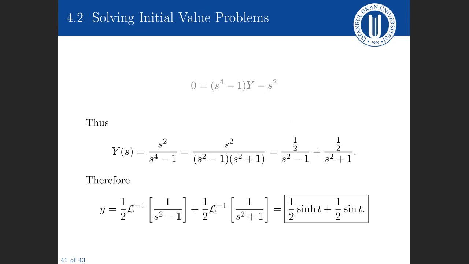When we take the inverse Laplace transform to find small y, we know this must be a half inverse Laplace transform of 1 over s squared minus 1 plus a half inverse Laplace transform of 1 over s squared plus 1. The inverse Laplace transform of 1 over s squared minus 1 is sinh t. And the inverse Laplace transform of 1 over s squared plus 1 is sine t. So the answer to this problem is a half sinh t plus a half sine t.